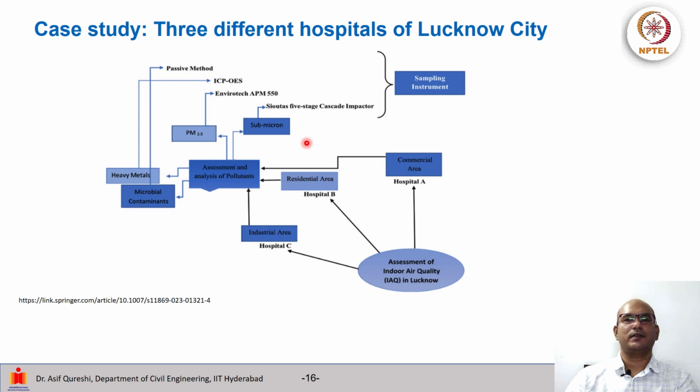Now, in another study which was done in the city of Lucknow, indoor air quality was assessed in a hospital in a commercial area, a hospital in a residential area, and a hospital in an industrial area. The pollutants that were analyzed were PM 2.5, submicron particles, heavy metals, and microbial contamination.